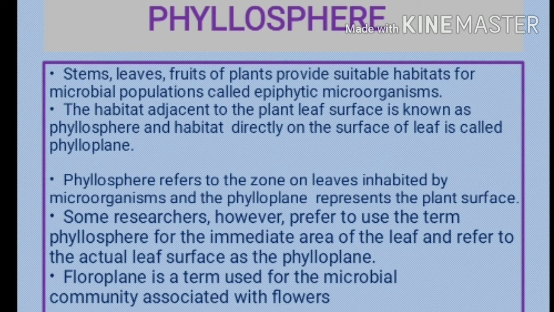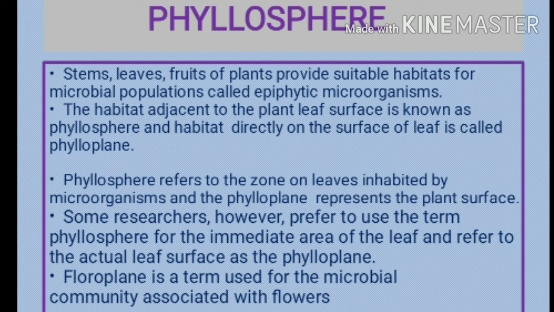The habitat adjacent to the plant leaf surface is known as the phyllosphere, and the habitat directly on the surface of the leaf is called the phylloplane. The phyllosphere refers to the zone on leaves inhabited by microorganisms, whereas the phylloplane is the surface of the plant.